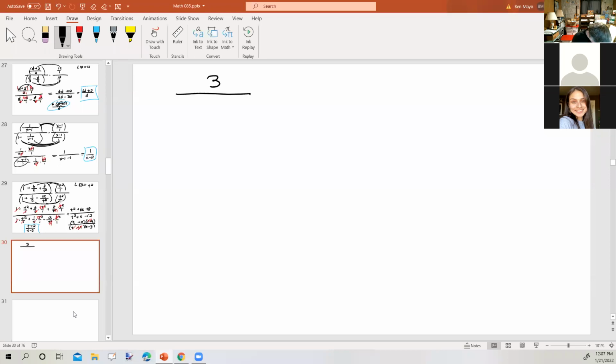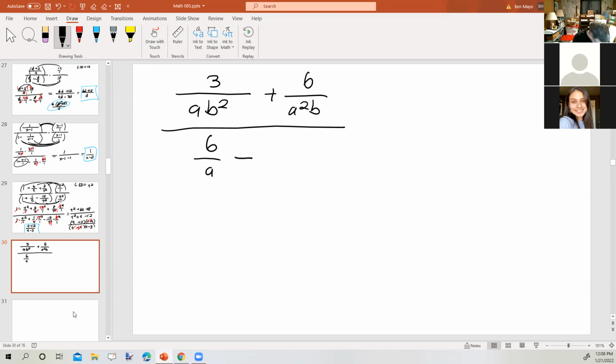3 over ab squared plus 6 over a squared b, all over 6 divided by a minus 9 divided by b squared. All right. So I've got a's and b's. My highest power of a is a squared. My highest power of b is b squared. So the LCD is a squared b squared. Again, any questions about how I got that?